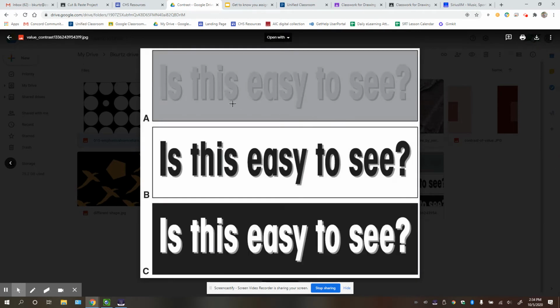And here's a good example of why contrast is so important in art. If you have your drawing and it's gray on gray, then it's not going to be very easy to see. Nothing's going to really stand out. But either of these other examples here stand out really nicely because you've got something really dark and something really light. Apply that to your own drawings as well. Otherwise, it's going to be hard to see.